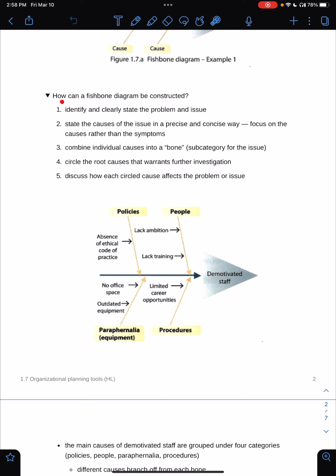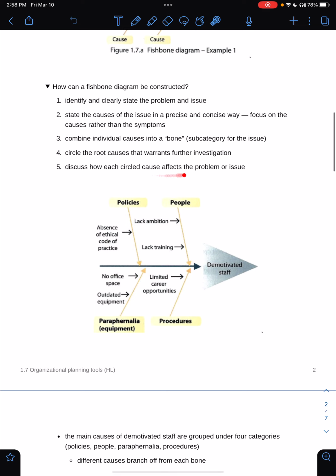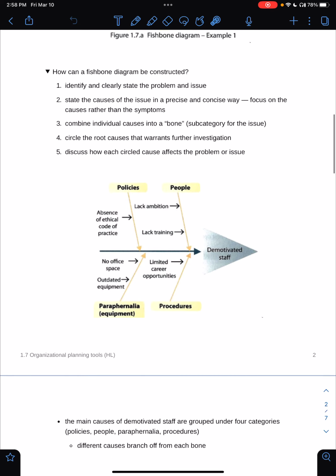So, how can a fishbone diagram be constructed? Before constructing a fishbone diagram, we must first identify and clearly state the problem or issue. Then we must state the causes of the issue in a precise and concise way, focusing on the causes rather than the symptoms. Next, we may choose to combine individual causes into a bone, which is a subcategory for the issue happening. And then we will circle the root causes that warrant further discussion, and lastly, discuss how each circled cause affects the problem or issue.